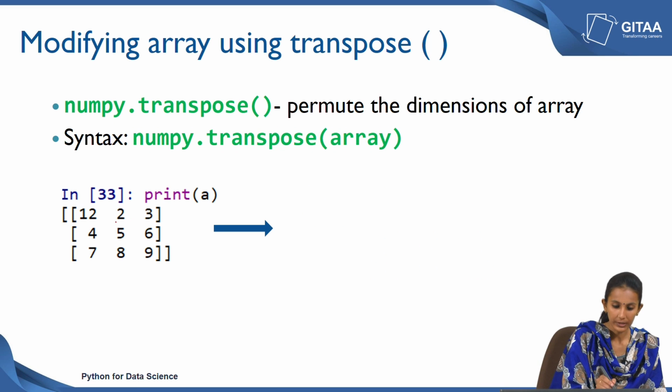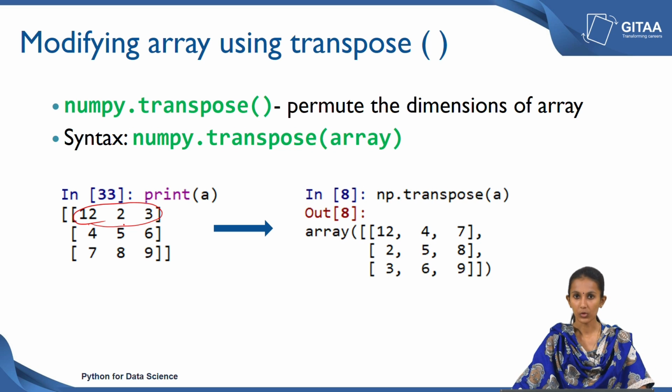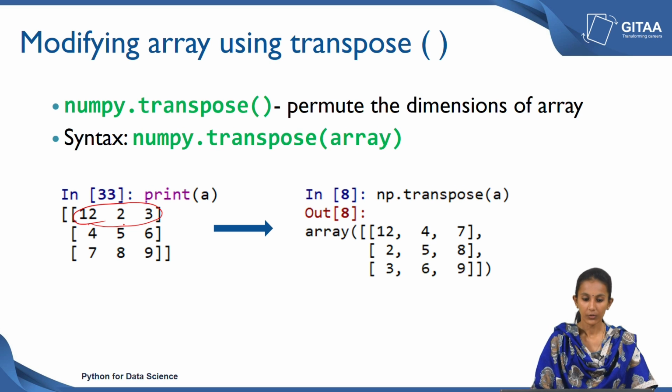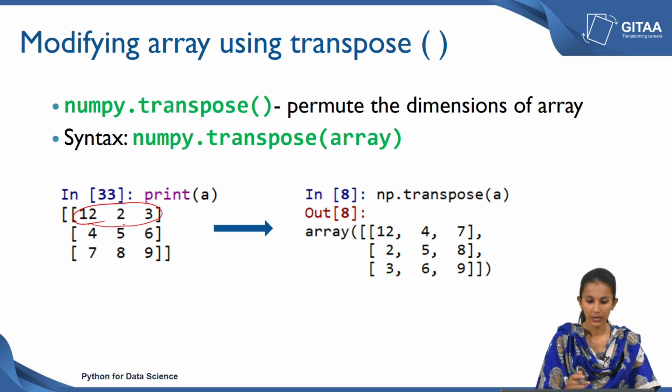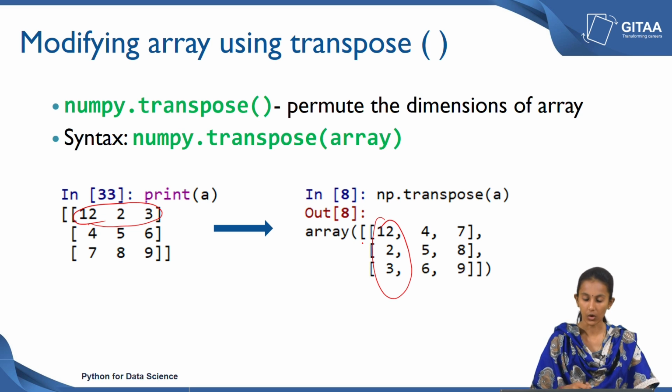If we wanted to interchange rows, so this is our first row, second row, third row. If you wanted to interchange rows to columns, you can use np.transpose of A. When you compare the left hand side output and the right hand side output, you can visualize the change. So, 12, 2, 3 which is in the first row has been transposed to the first column.